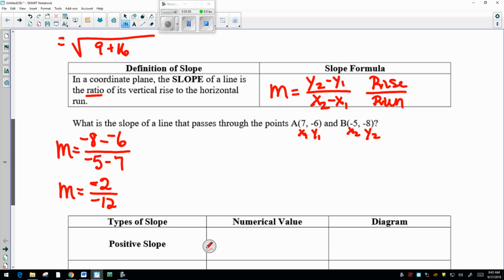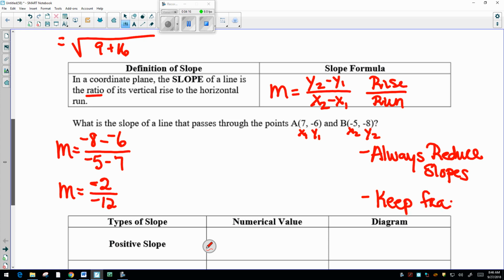Now, the one thing you always want to remember, and you might want to make a little note to yourself over here, is you want to always reduce your slopes. The other thing you probably want to keep in mind is you want to keep it in fraction form. I know sometimes we get into the habit of trying to write this as a decimal, but we want to keep this in fraction form.